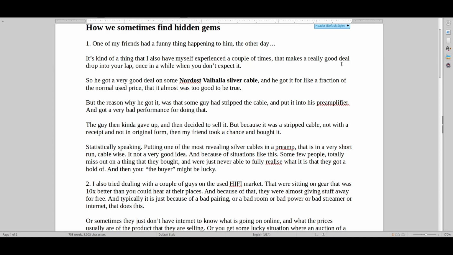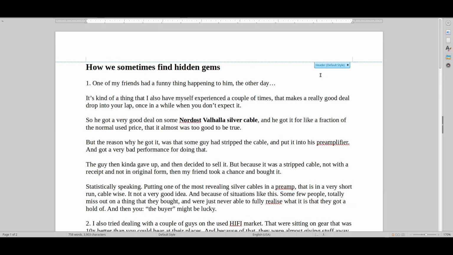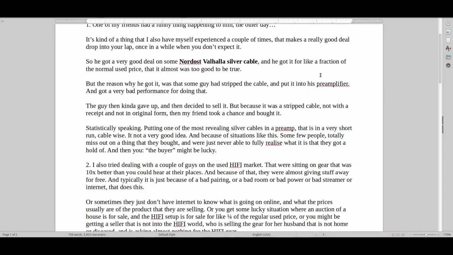So he took a bit of a chance buying this, and I just want to say that statistically speaking, putting one of the most revealing silver cables in a preamp that is on a short run cable-wise is not a very good idea. And these are some of the few examples that exist in the hi-fi world where some people buy a thing and totally miss out on it simply because they don't use it in a proper way. That actually happens once in a while. I've experienced it at least 5 to 10 times throughout the circa 20 years I've been looking at stuff from the used market.